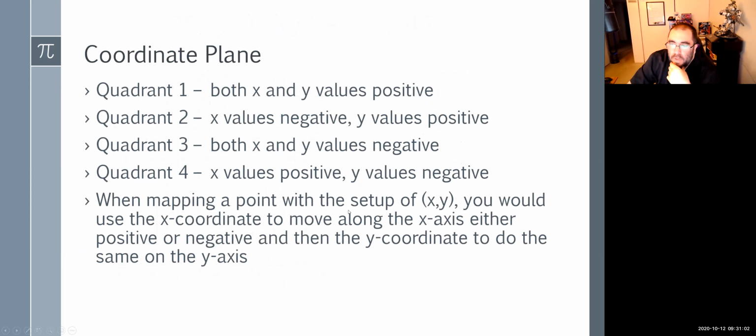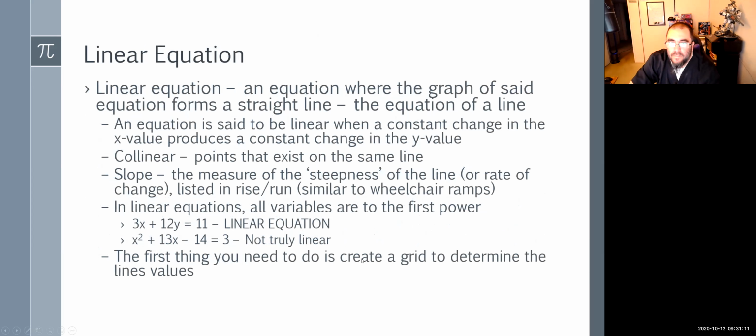When you're mapping a point with the setup of x comma y, you would use the x coordinate to move along the x-axis, either positive or negative, and then the y coordinate to move on the y-axis.